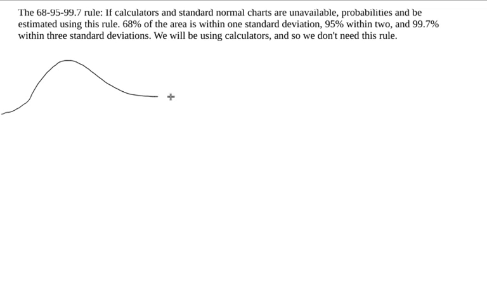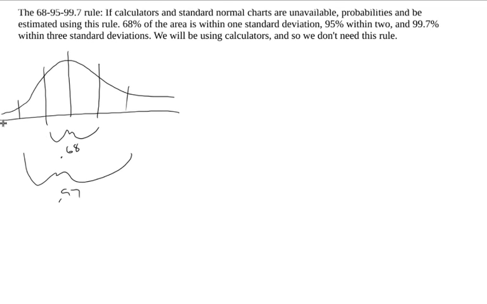What these numbers represent is, if we have our normal distribution, then within one standard deviation, you have a total area of 0.68. Within 2 standard deviations, you have a total area of 0.95. And within 3 standard deviations, your total area is 0.997. So you can use this, especially in combination with the fact that everything is symmetric.